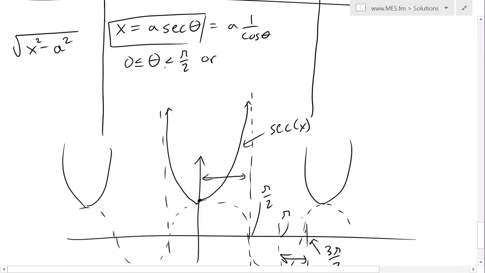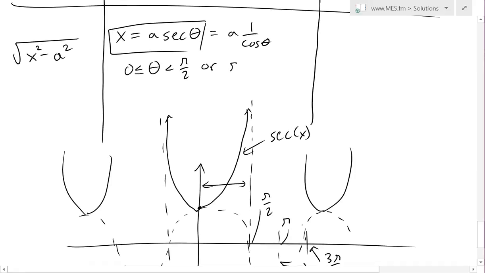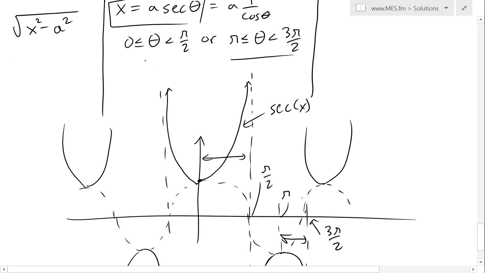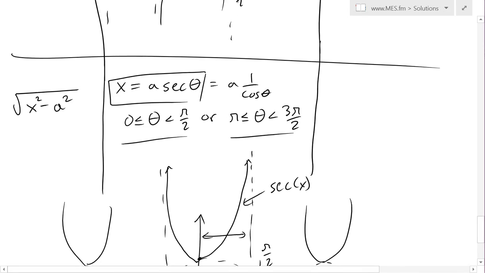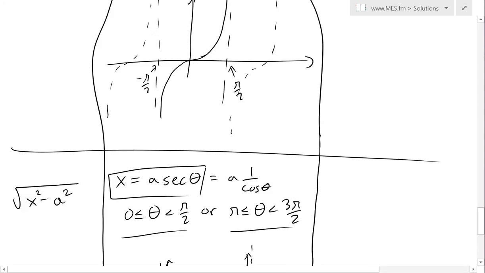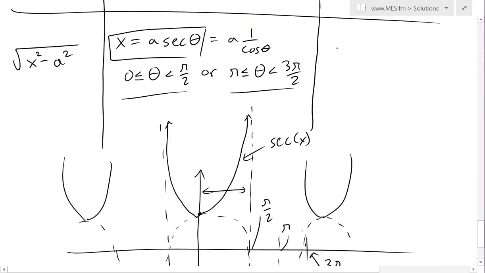Or, because this has two intervals, it could be in this case or the second case, which is from here: pi is less than or equal to theta, and theta is less than or equal to 3 pi over 2. So these are the intervals that my calculus book uses for the inverse of secant of x. And now the identity we'll use is basically the same as this one, but rearranged: secant squared theta minus 1 equals tan squared theta.